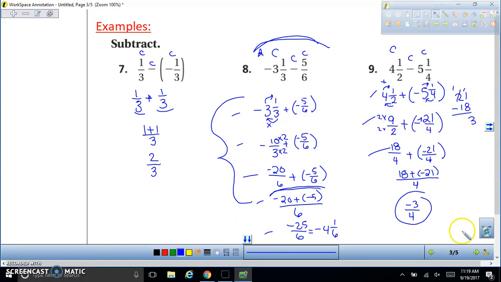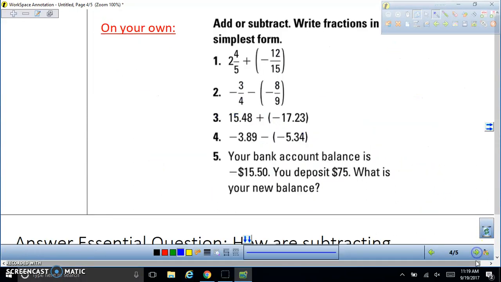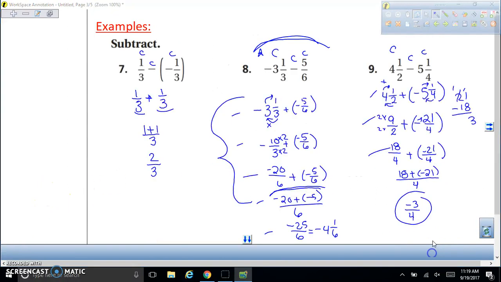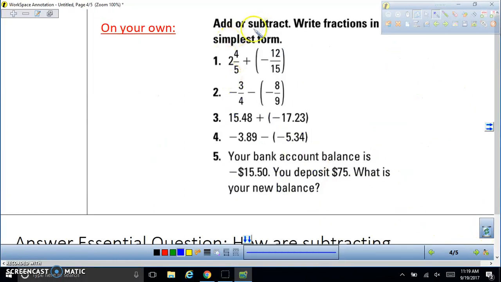All right, now you're ready for your on your own. Go ahead and try these on your own. Pause your video. I should definitely see a whole bunch of steps, just like with my examples. I should not just see the answer written down. If you're doing that, you're not doing this right, and just do the right thing, guys, okay? So I should see steps written down. All right, pause your video and write down the steps.